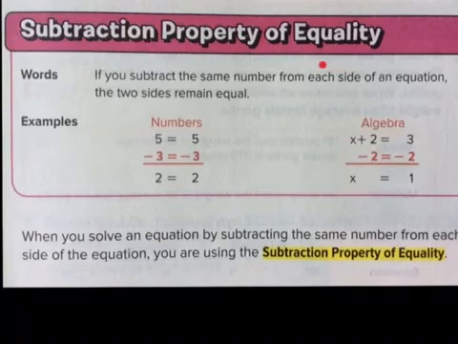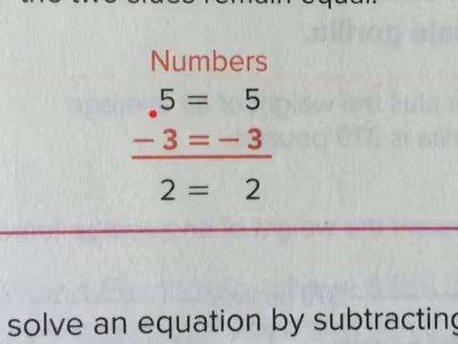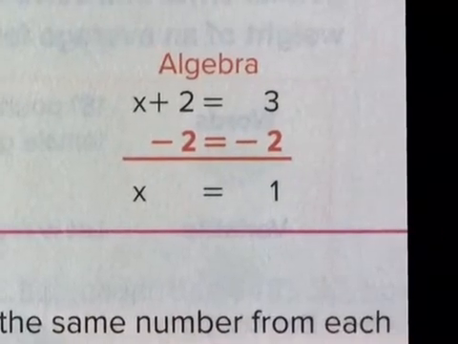Subtraction property of equality. Now, what we're trying to explain here, boys and girls, is whatever you do to one side of the equation, you must do to the other side so that the equation remains true, so that we can say that they're still equal. So if you subtract 3 from the 5, you must do the same to this side so that 2 is 2, so that the equal remains true.